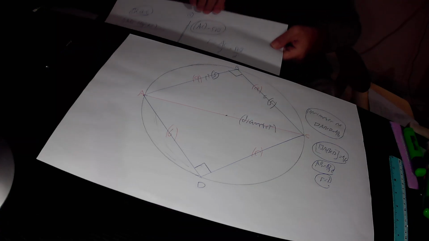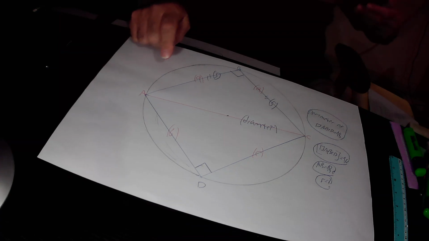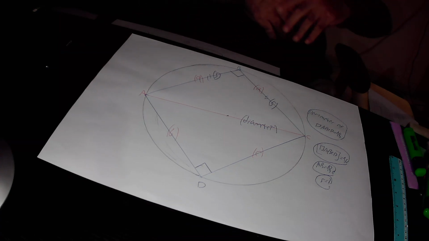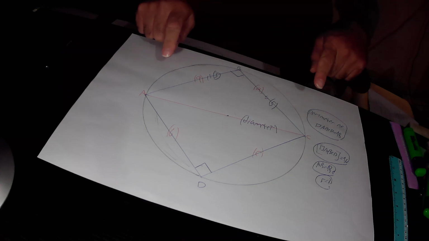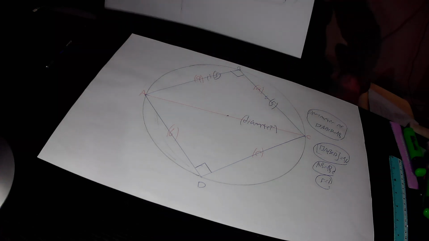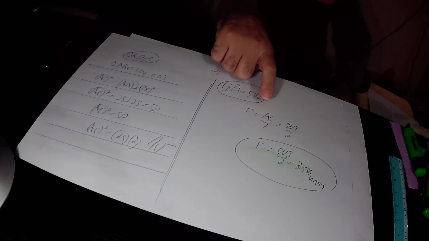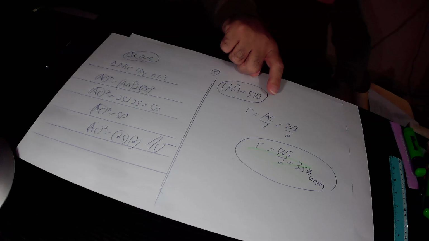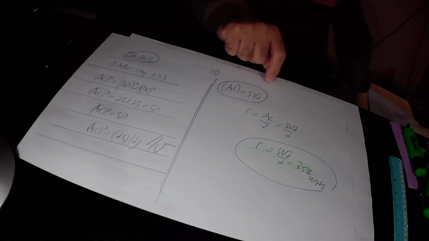AC is the diameter of this circle, that is equal to 5 times square root of 2 units in length. The radius R, that is the radius that we are looking for, must be equal to half of the diameter. That is to say, it must be equal to AC over 2. The radius R must be equal to the diameter AC over 2, that is to say, 5 times square root of 2 over 2.